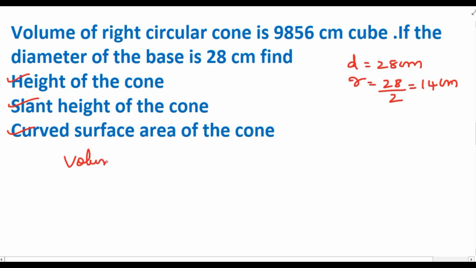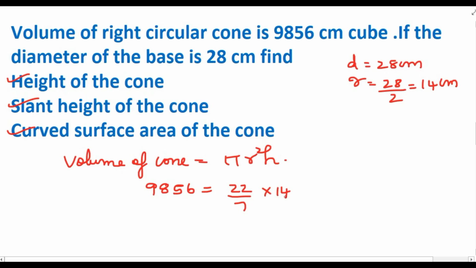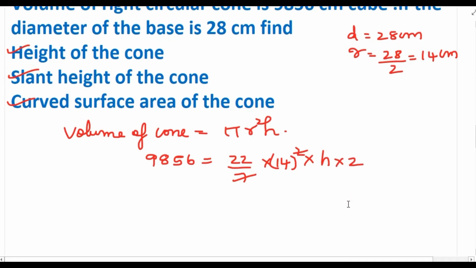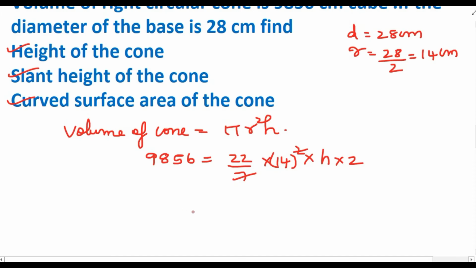So they have given here volume of cone. Volume of cone is pi r square h, and volume they have given as 9856 centimeter cube. Pi we can write as 22 by 7. R square is 14 square. H we need to find out. This you can cancel. 14 will go. So it is 2. Now we will find out h.